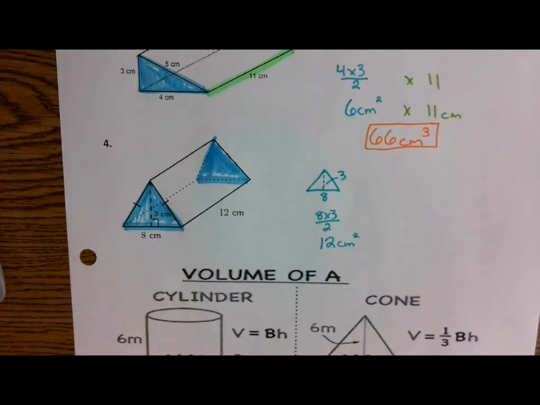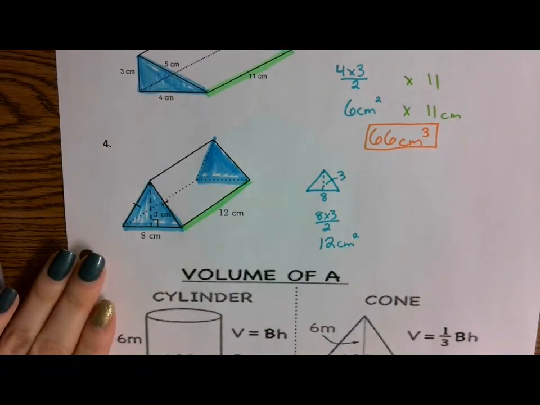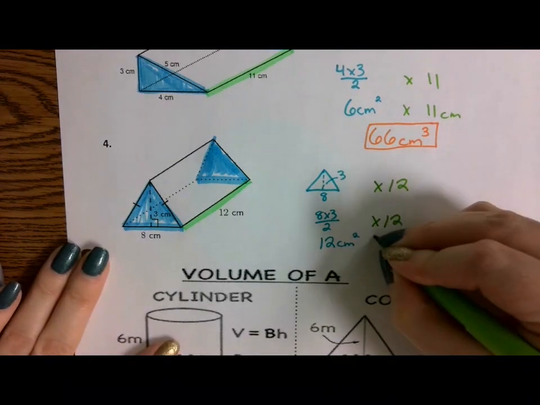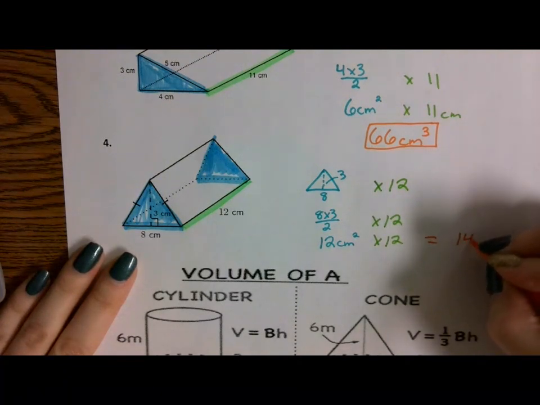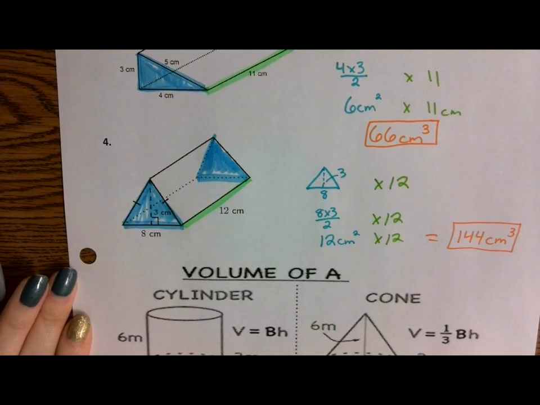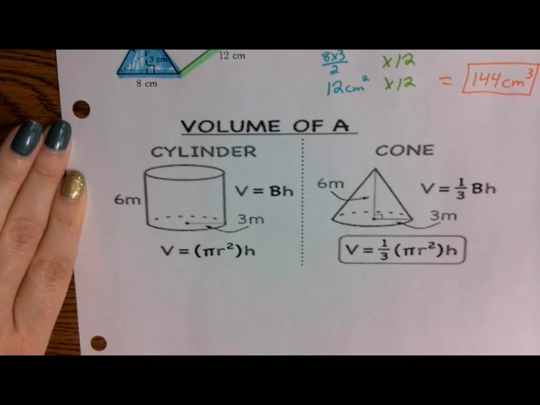The height that is going to connect those together is going to be that 12 centimeters. So we're going to multiply that answer times 12. And 12 times 12 comes out to 144. So you get 144 centimeters cubed. All right, let's take a look at cylinders and cones and spheres.